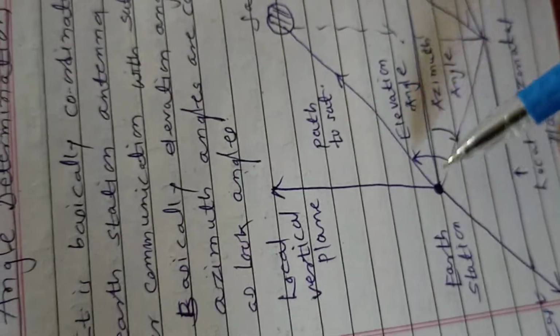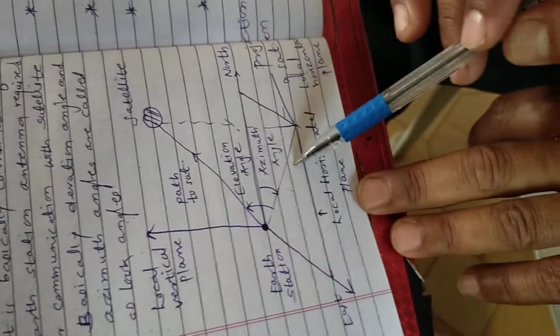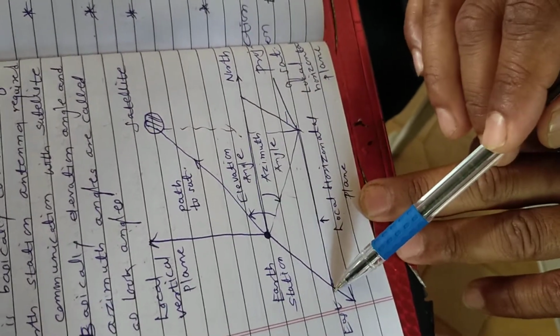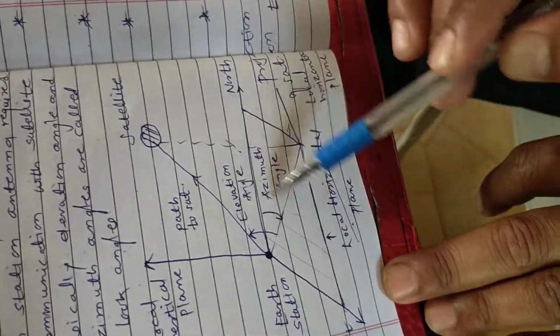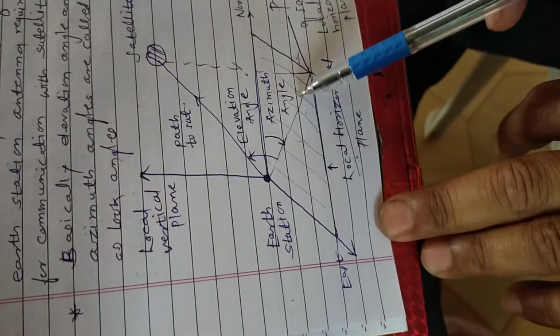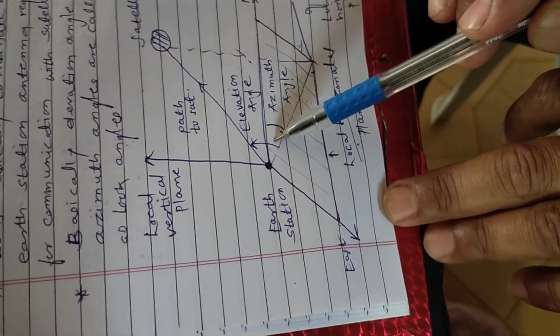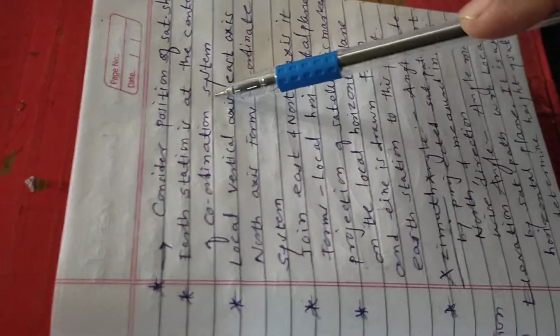Consider this figure. Here three axes, the vertical axis, east axis and north axis, form the coordinate system. If we join the east axis and north axis, it forms the local horizontal plane. Then we have to define the azimuth angle and the elevation angle. Consider the position of the satellite as shown in this figure. The Earth station is at the center of the coordinate system.